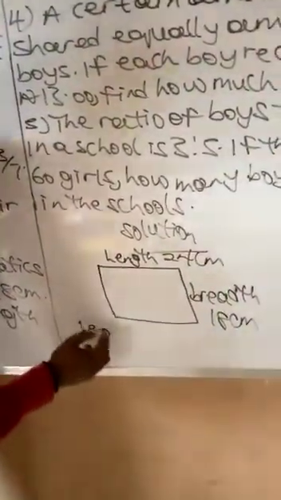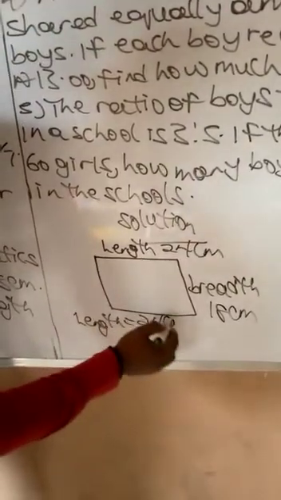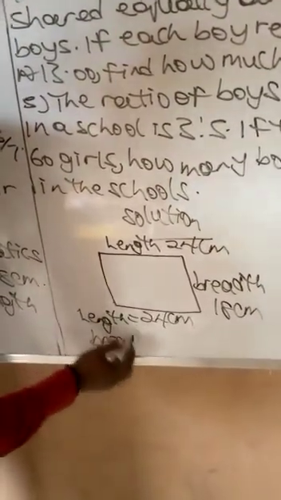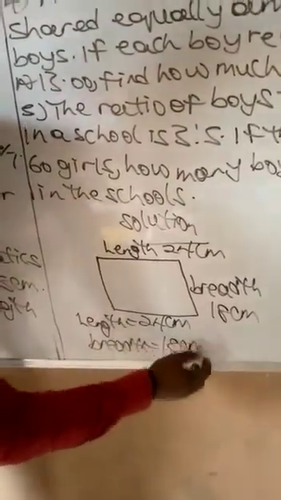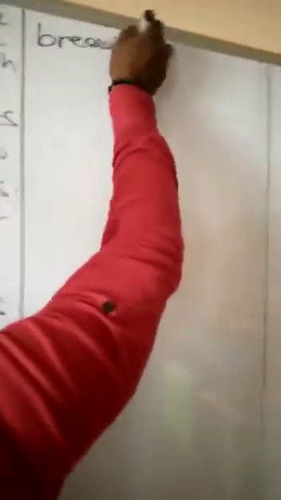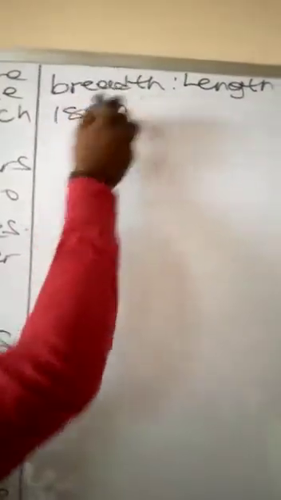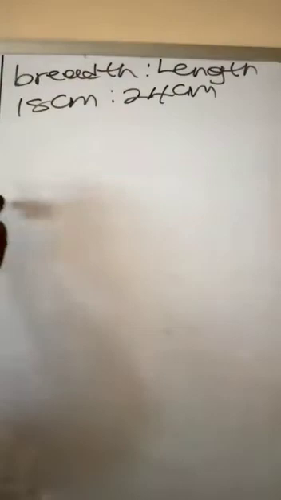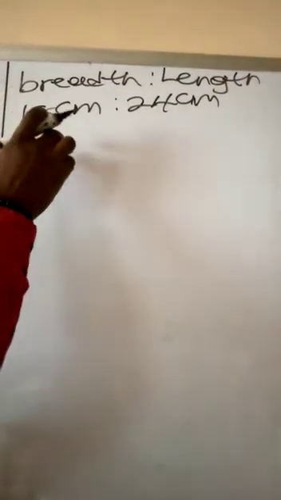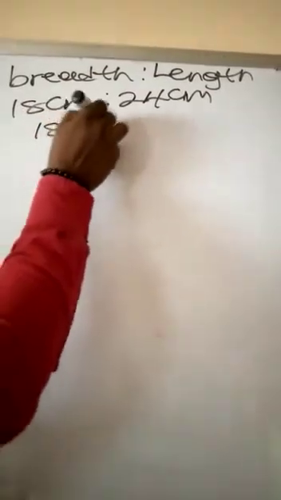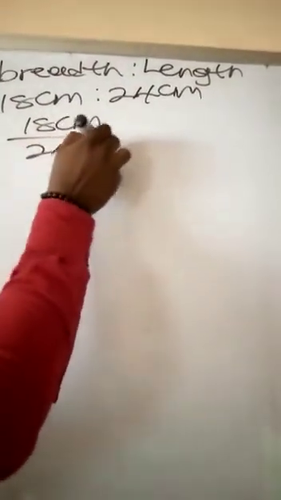So the length is 24 centimeter and its breadth is 18 centimeter. We are asked to look for the ratio breadth to length. So the breadth is 18 centimeter, ratio the length, which is 24 centimeter. We are going to reduce this ratio. First of all, we express it as a fraction, which gives 18 centimeter over 24 centimeter.